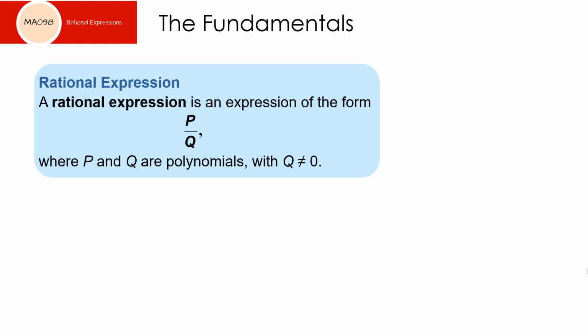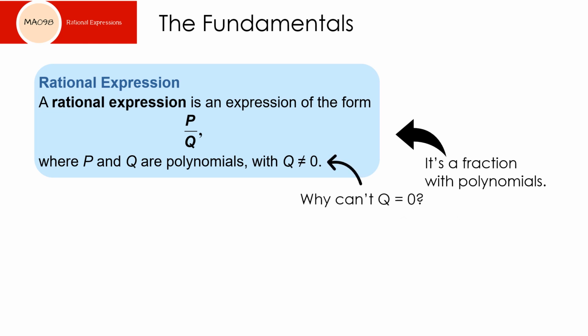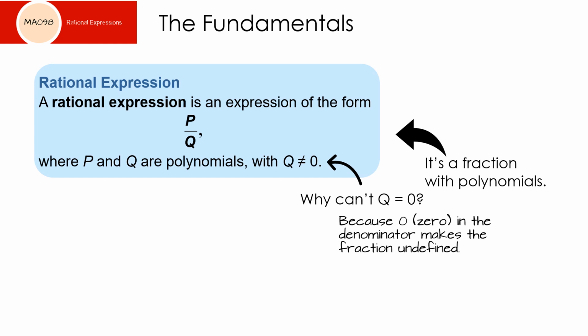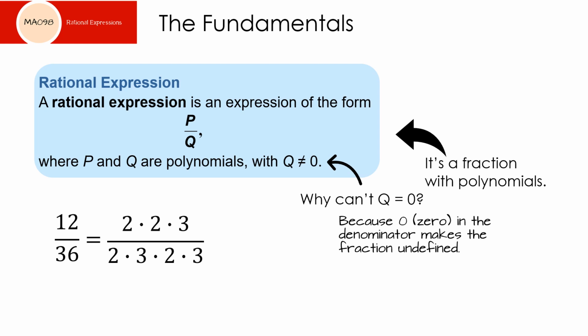Here's the definition of a rational expression. It may look familiar because it's the exact same definition of a fraction. The only difference now is we're going to start using polynomials. Why can't q be 0? Remember, in the fraction, if the denominator is 0, it makes it undefined, and that's not a good thing. Let me show you a basic example using a fraction. First, we're going to factor the top and bottom, which is exactly what we're going to do with polynomials. Then, we're going to start to cancel everything that's the same on the top and the bottom. And whatever is left over is our answer.